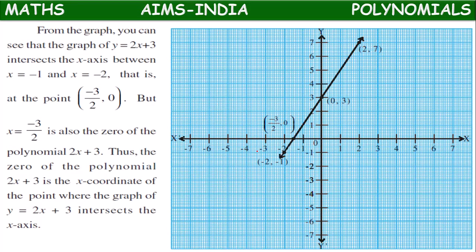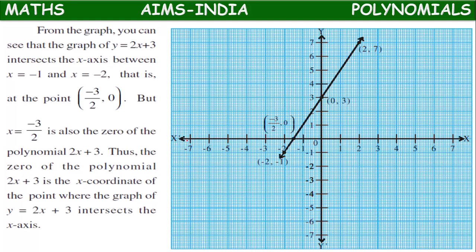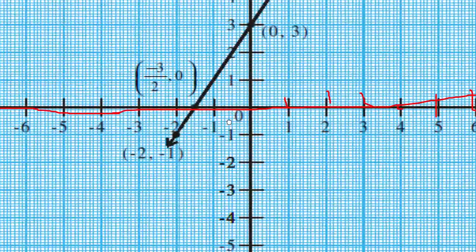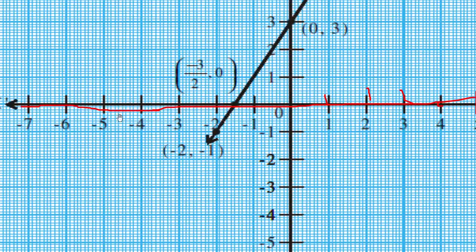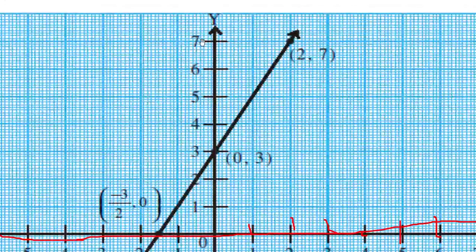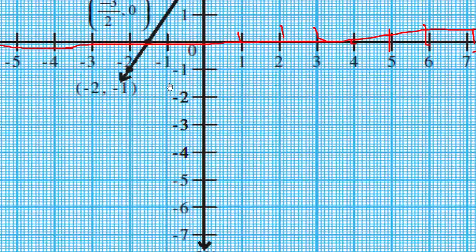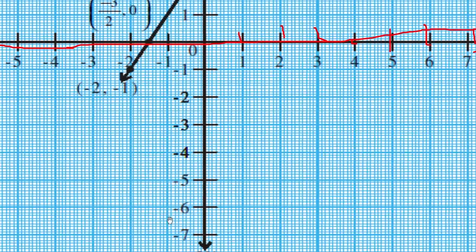So y equal to 2x plus 3. On the graph, you will have the x-axis with positive values 1, 2, 3, 4, 5, 6, 7, and negative values minus 1, minus 2, minus 3, minus 4, minus 5, minus 6, minus 7. On the y-axis, upside is positive 1, 2, 3, 4, up to 7, and downside is negative, minus 1, minus 2, minus 3, minus 4, like that.